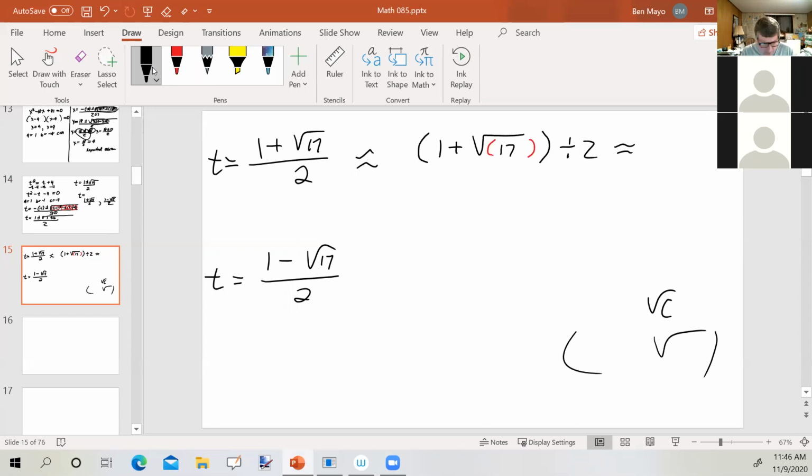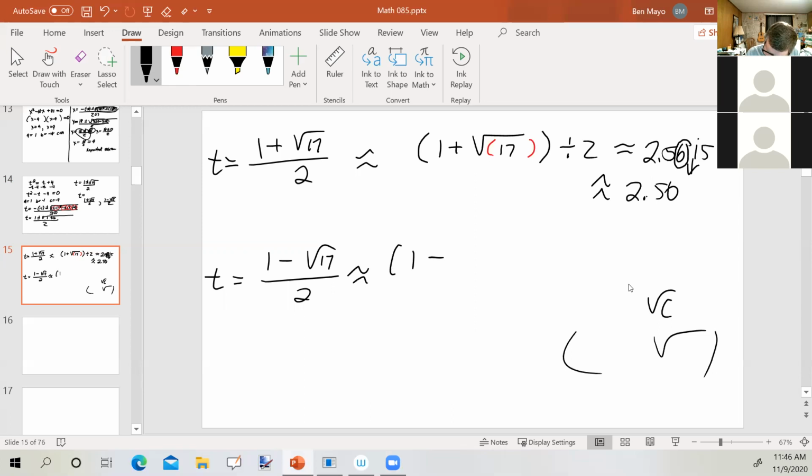So now to the calculator, parentheses 1 plus the square root of 17. Mine gives the extra parentheses, so I'm going to close that up, close it up again, and then divide by 2. And I get 2.5615, etc., rounding to the nearest hundredth. The 6, I'd go one place to the right, the 1 would round down, so I'm going to get 2.56.